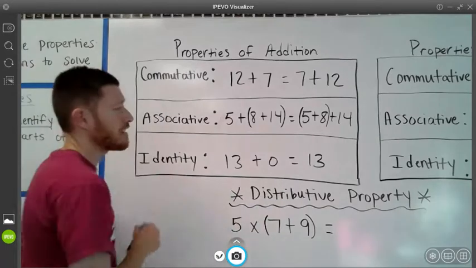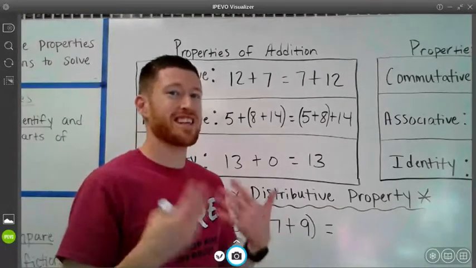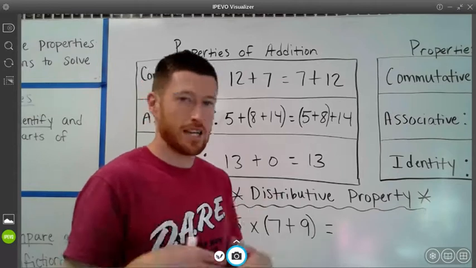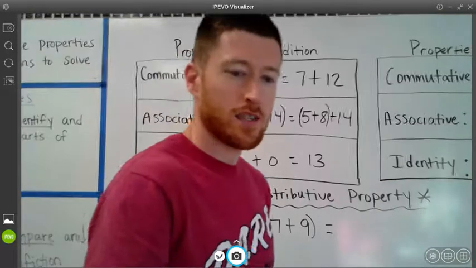And then the identity property is super easy with addition. It's just when you add 0 to a number, it stays itself. It keeps its identity. So 13 plus 0 stays 13, okay? All right, let's move to multiplication.